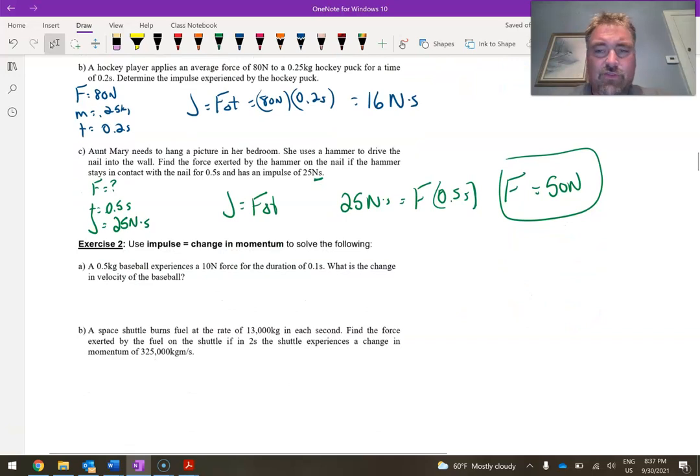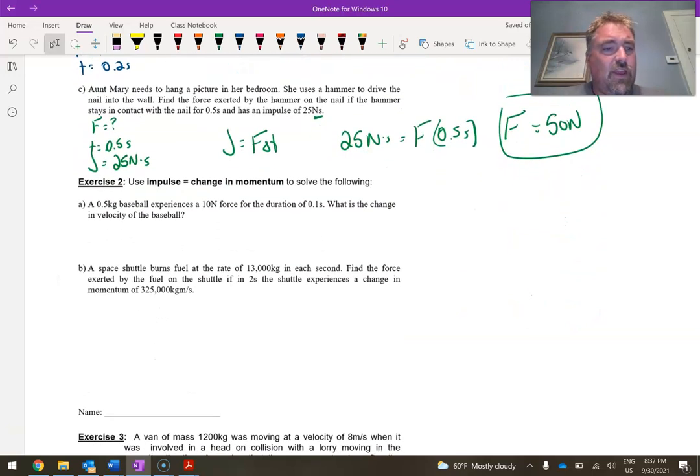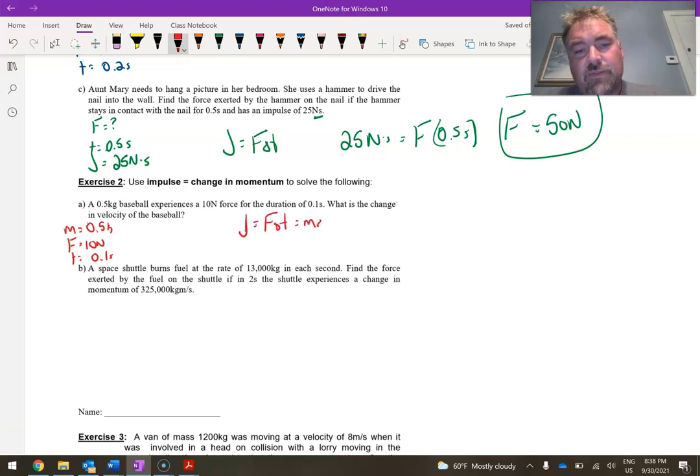Okay, so if we look at exercise 2 here, we have a mass of 0.5 kilograms, a force equal to 10 newtons, and a time of 0.1 seconds. What's the change in the velocity of the basketball? Now, this is a perfect time for us to use J = FΔt = mΔv = Δp.